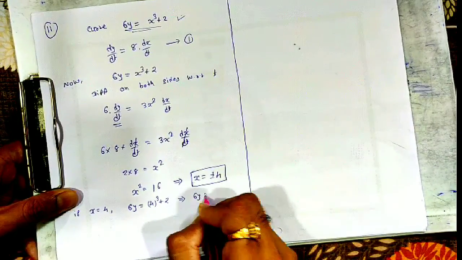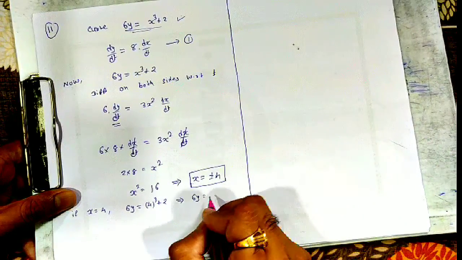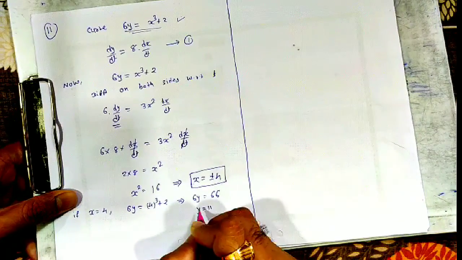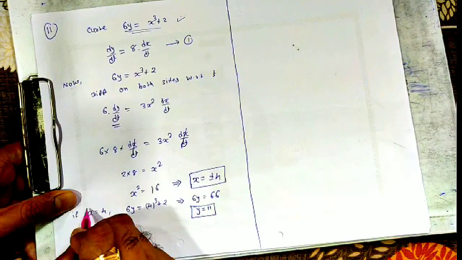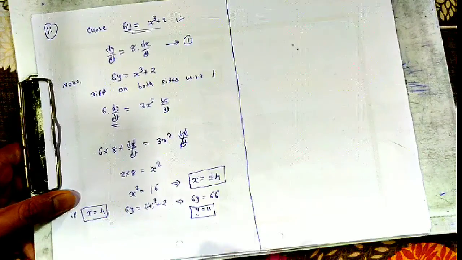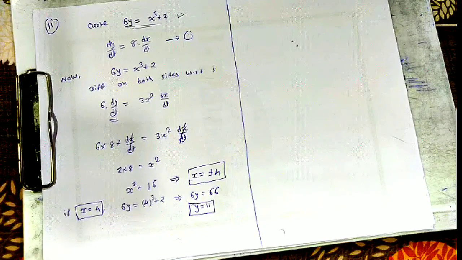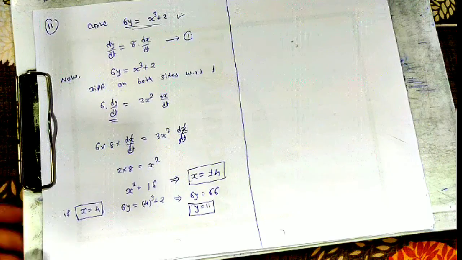Therefore 6y equals 4 cubed, 64 plus 2, 66, and we are getting y equal to 11. So when x equals 4, we are getting y equal to 11. So the first point is (4, 11). The coordinates of the point are 4 and 11.